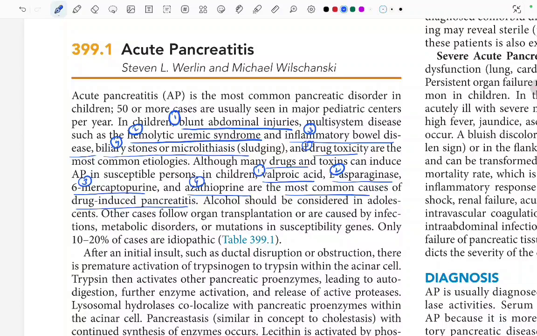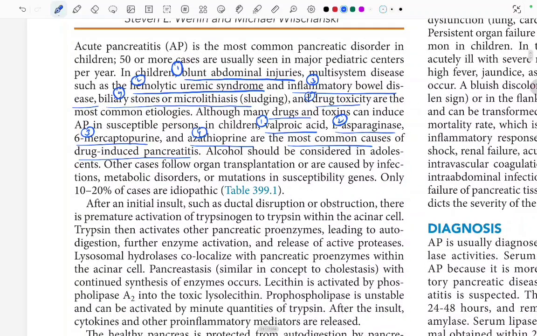Other cases follow organ transplantation or are caused by infections, metabolic disorders or mutations in susceptibility genes. Only 10 to 20% of the cases are idiopathic. Fine. So these are the other causes of acute pancreatitis. It can be organ transplantation, or caused by infection, or any metabolic disorder, or any mutation in the genes. And there is also the idiopathic one, which is 10 to 20%.